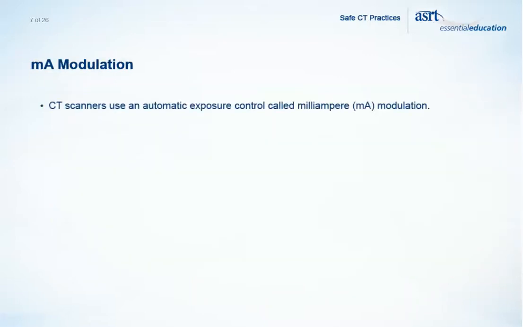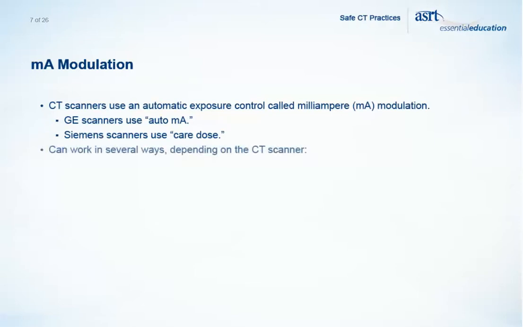CT scanners use a type of automatic exposure control known as milliampere or MA modulation, although the exact name used depends on the manufacturer. For example, GE scanners use the term auto-MA. Siemens scanners use the term CARE Dose. MA modulation can work in several ways, depending on the specifications of the CT scanner. For instance, on GE equipment, it can be adjusted based on the AP and lateral scouts, or, for Toshiba scanners, based on a single image.